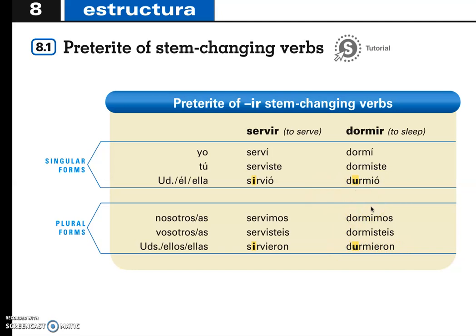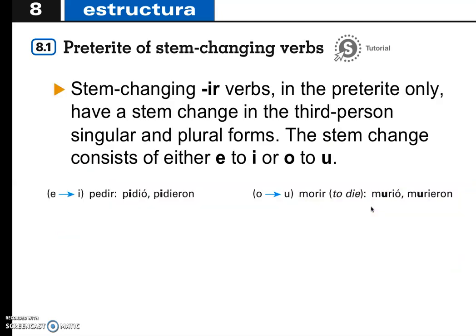This is the exact same pattern for all IR ending stem change verbs, okay? So you'll see a bunch of them listed in your textbook, and we'll see a few in the activities we're going to do shortly. So let's see what this says. Stem changing IR verbs in the preterite only have a stem change in the third person singular and plural form. So third person singular is usted, él, and ella. Third person plural are ustedes, ellos, and ellas, right?